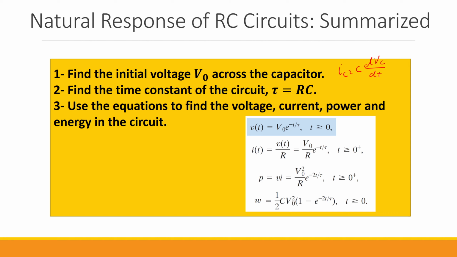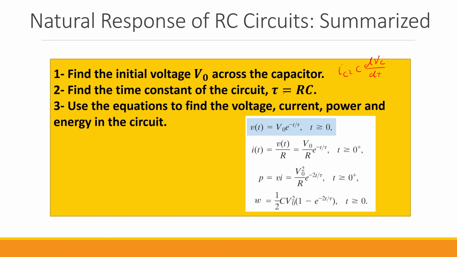Then we need to find the time constant of the circuit. The time constant is R, basically the resistance that is connected to the capacitor, multiplied by the capacitance. Again, as before, this resistance you can consider as Req or Rth. It doesn't have to be a single resistor. You can have a circuit that has an equivalent resistance, and that should work fine.